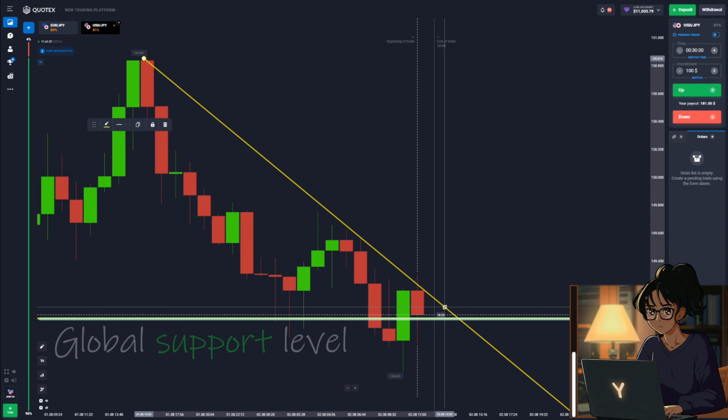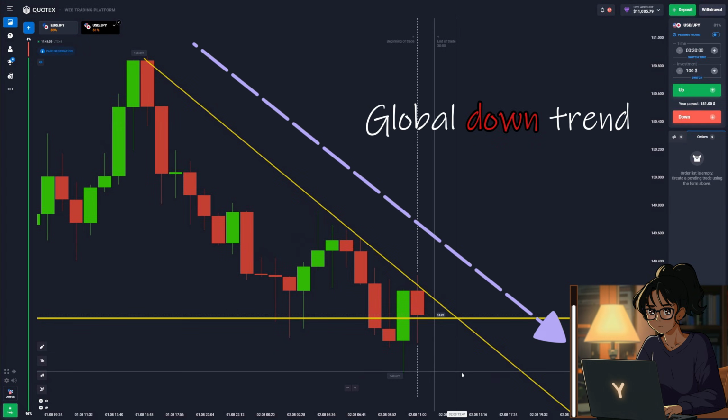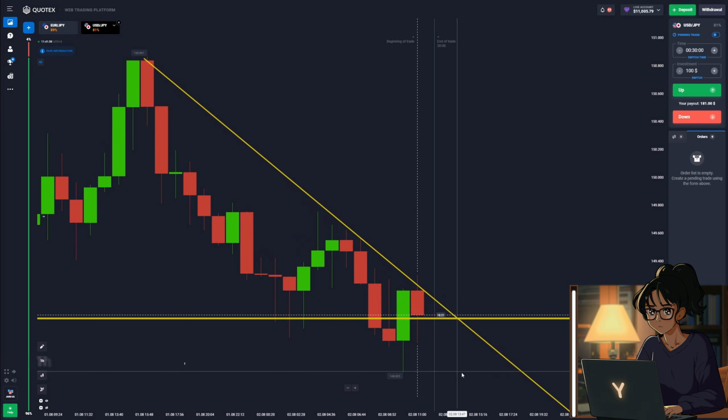Technical analysis starts with the most important step. Check the higher time frame first. So, we can observe the global downward price movement by selecting the 1-hour time frame. This means we need to find as many short signals as possible. First, we need to figure out if the price can break through the global support level.